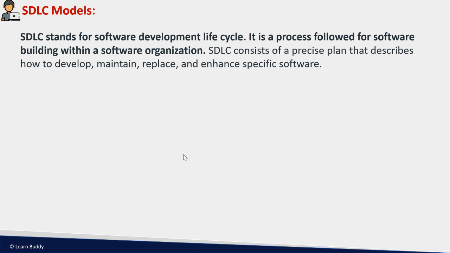Okay, so SDLC development cycle, just a brief description part lo chuste, it stands for the software development life cycle, and it is a process followed for the software building within a software organization. And SDLC consists of a precise plan that describes how to develop ఏదైనా ఒక ప్రొడక్ట్ ఉంటే హౌ టు డెవలప్ అండ్ మెయింటైన్ అండ్ రీప్లేస్ అండ్ ఎన్హాన్స్ ద స్పెసిఫిక్ సాఫ్ట్వేర్. సో ఇదంతా ఎలా జరుగుతుంది? సో వీ నీడ్ ఇంతవరకు మనం ప్రాసెస్ చూసినాం.